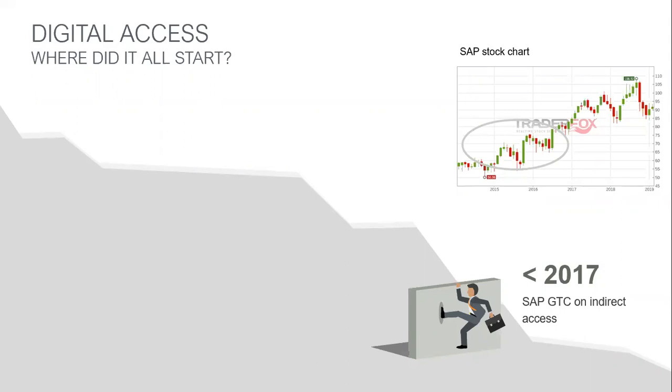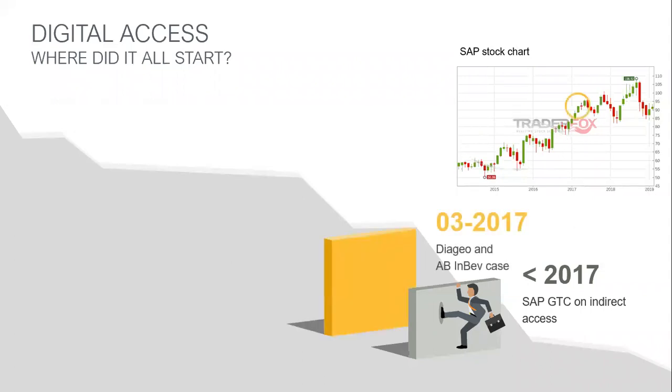For example, Germany had it in 2008. The US didn't come around to mentioning indirect access until later, in the 2013-14 time period. So before that, as you can imagine, it was inconsistent throughout the world, and we had a lot of confusion. Some organizations were being hit with indirect access audits and some weren't. Well, in March of 2017, the Diageo and AB InBev indirect access audit finding cases hit the news.